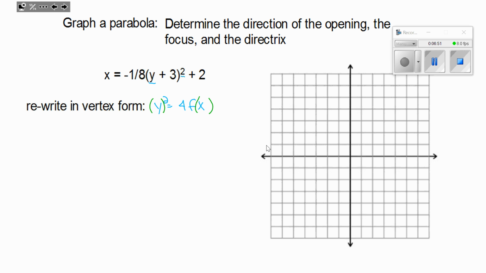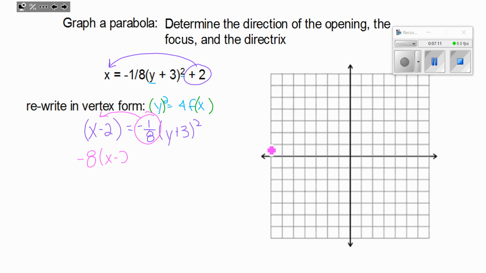So when I look at this problem, I see this plus 2. The first thing I'm going to do is move him over. So I have x minus 2 equals negative 1/8 times y plus 3 squared. And when I look at this, the next thing I need to do is move this negative 1/8 over. So now it's going to be negative 8 times x minus 2 equals y plus 3 squared. So this negative 8 right here, that is 4f. So 4f equals negative 8. So that means f is negative 2.